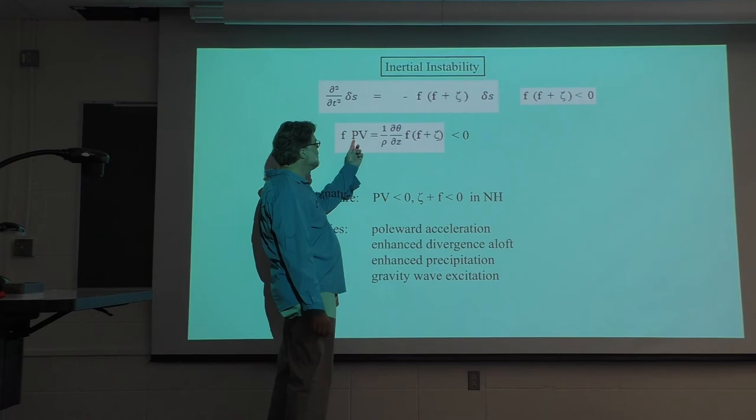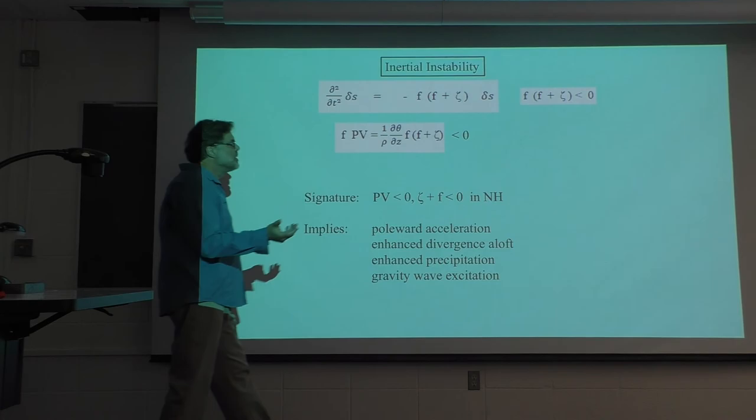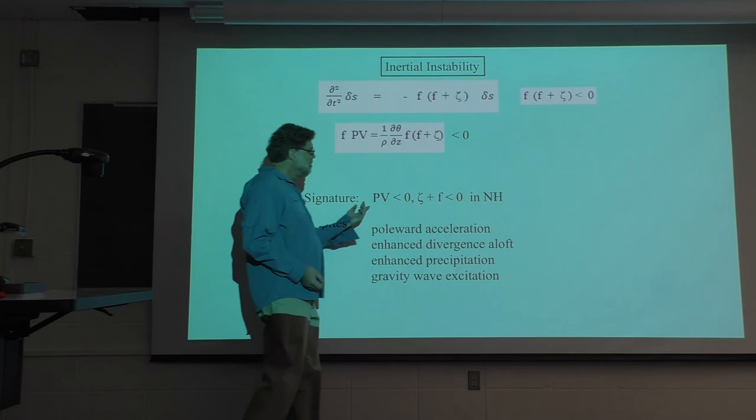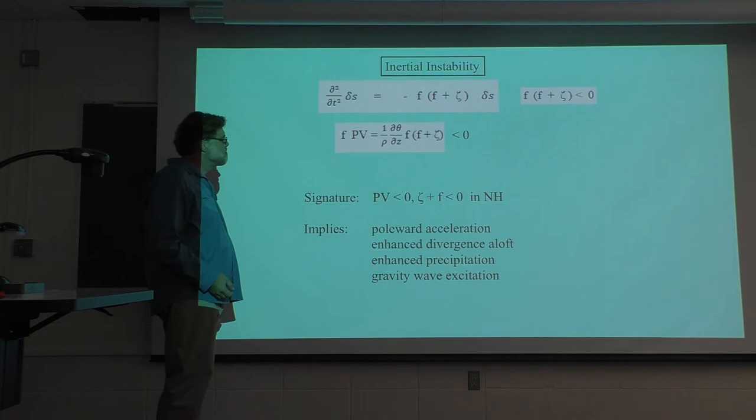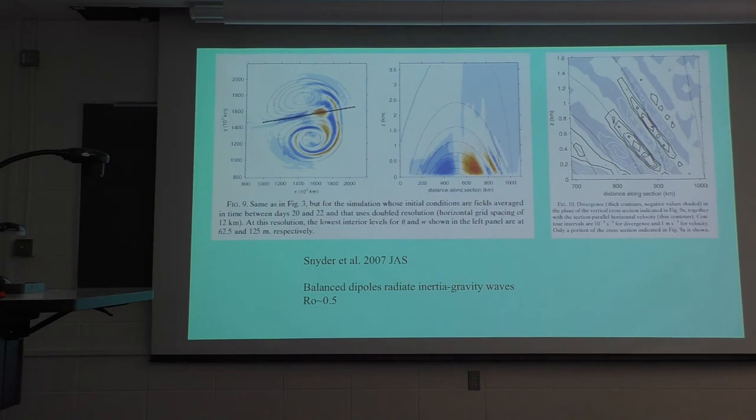We'll have the full formula for PV and its conservation later in section six, but you can tell that part of PV, which is F plus zeta, and then 1 over V theta VZ, is absolute vorticity. So if you want to look for inertial instability, a signature is negative PV, or absolute vorticity negative in the northern hemisphere. And if you find such a region, it implies polar acceleration, enhanced convergence, probably enhanced precipitation, and also gravity wave excitation.